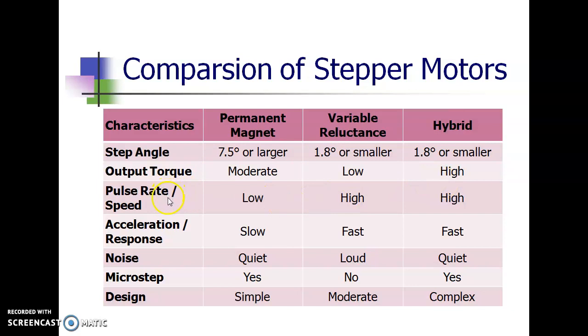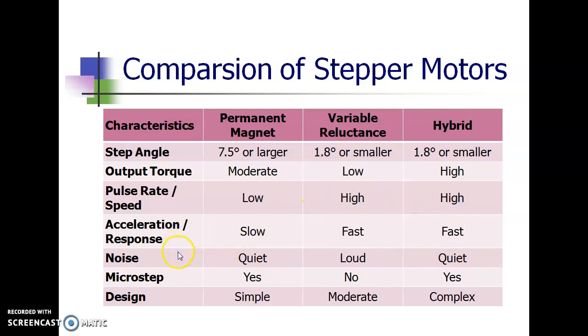The pulse rate determines the speed, so by that the speed can be controlled. The pulse rate is low in the case of permanent magnet. Variable reluctance is high, and hybrid is high. If the pulse rate is high, then the speed we can achieve is more. Then acceleration and response: how well it accelerates, and whether the response is quick or slow. In the permanent magnet, the response is very slow. Variable reluctance as well as hybrid motors have fast response.